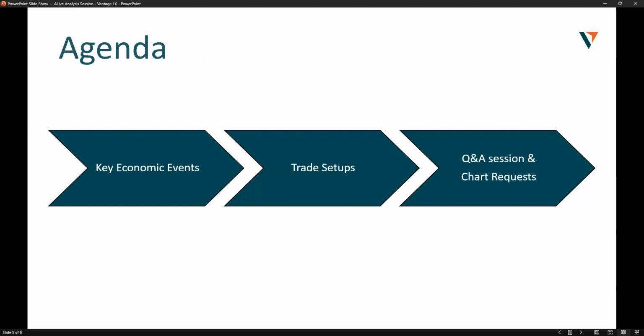So this is the agenda that we will be covering for today. First we will take a look at the key economic events, following which we will be taking a look at our trade setups. Today's focus will be mainly on dollar index and euro dollar. Following which, if you have any questions, just feel free to type them under the chat. If you have any chat requests as well, just put them under the questions chat.